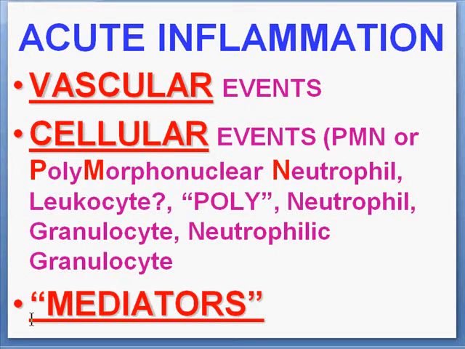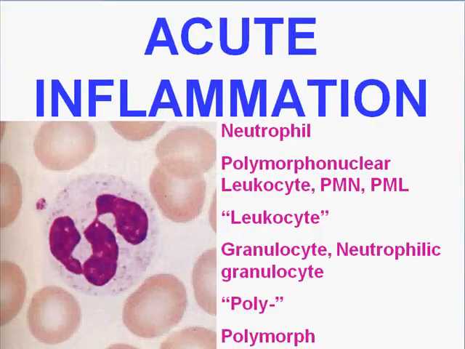Let's talk about the cell. Let's talk about the neutrophil. Call it PMN, PML. Call it a leukocyte. Call it a granulocyte. Call it a polymorphonuclear leukocyte. Call it a polymorph. Let's call it a poly. The reason why I'd like to call it a poly is because when you see polys infiltrating normal histology, you could call that acute inflammation of that tissue. You see polys in an appendix, call it acute appendicitis. You see polys in a gallbladder, call it acute cholecystitis.